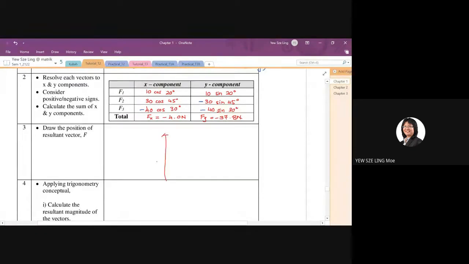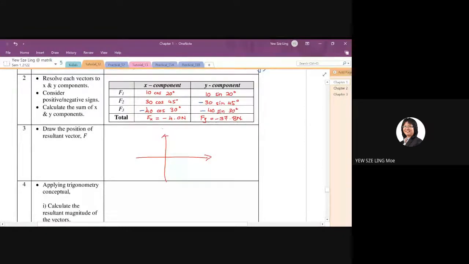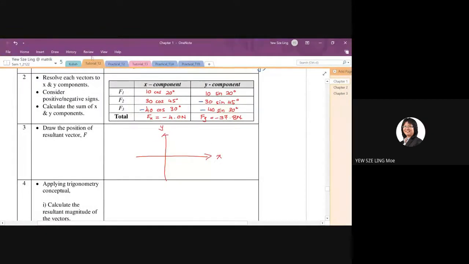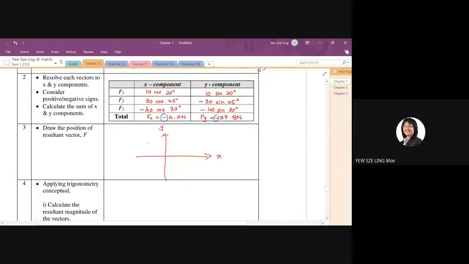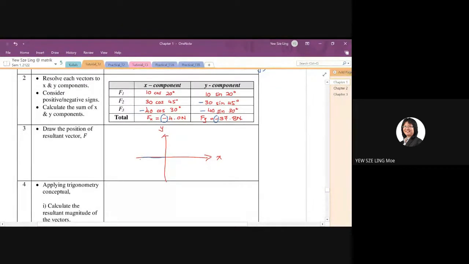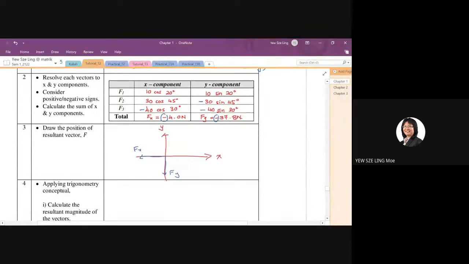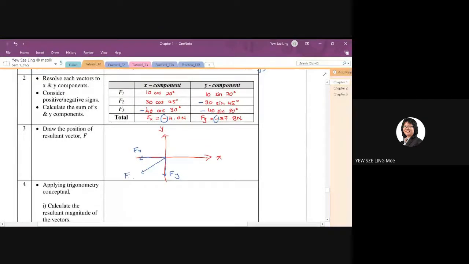So let's begin from an xy plane. Always use the xy plane to make it easier. Look at the diagram, sorry, look at the table. Fx is a negative value. Fy is also a negative value. What does it mean? It means our resultant vector is located in the third quadrant because you have a negative Fx and a negative Fy. Therefore, the resultant is in the third quadrant. This would be our F resultant.